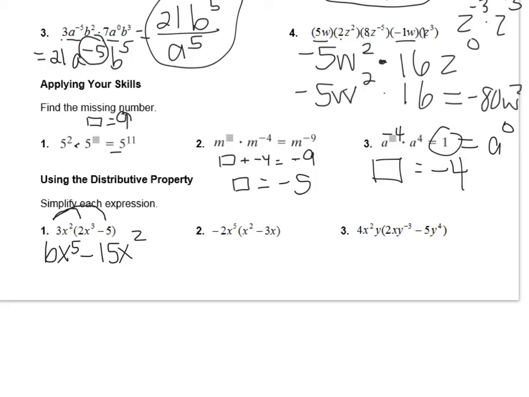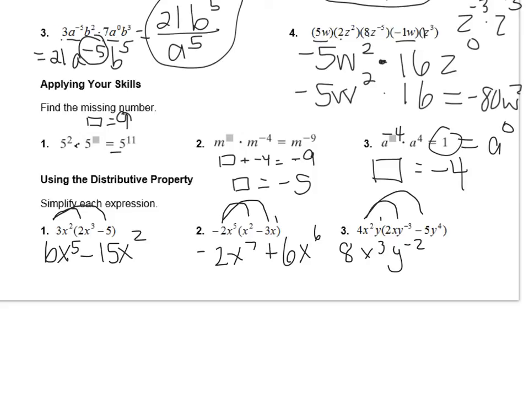In number 2, -2x to the fifth times x squared gives you -2x to the seventh. -2x to the fifth times -3x gives you +6x to the sixth. Remember, that really has an exponent of 1. In number 3, 4 times 2 is 8. X squared times x to the first is x to the third. And y to the first times y to the -3rd is y to the -2.